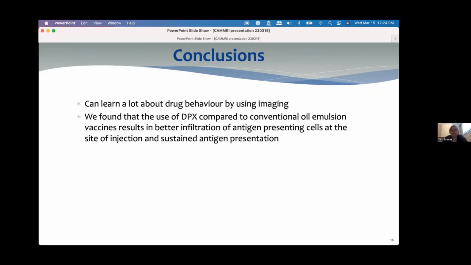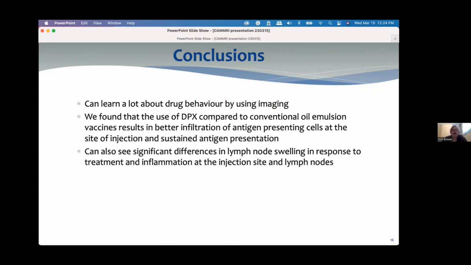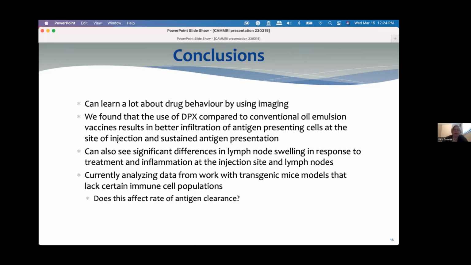We saw better infiltration of antigen presenting cells when we looked at the histology from these ones, and we saw this sustained antigen presentation. We also saw really significant differences in lymph node swelling in response to treatment, which is really interesting because something like that could be a prognostic biomarker, maybe not immediately, but still earlier than waiting for tumors to shrink.